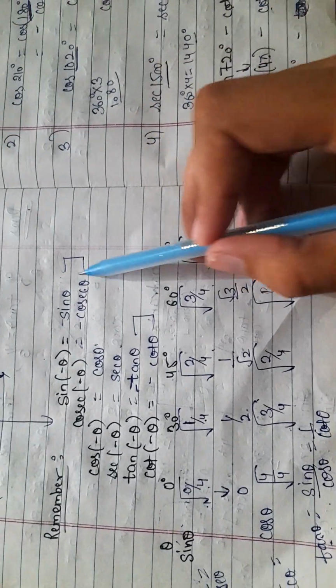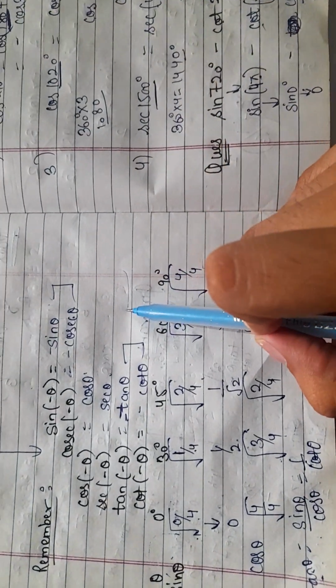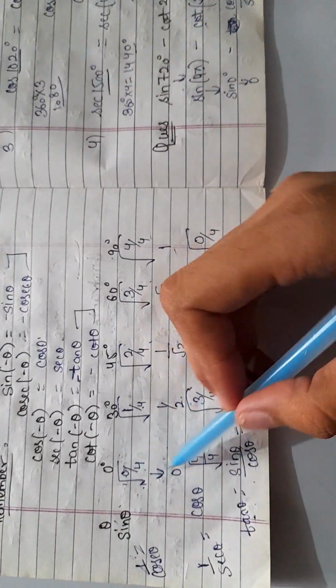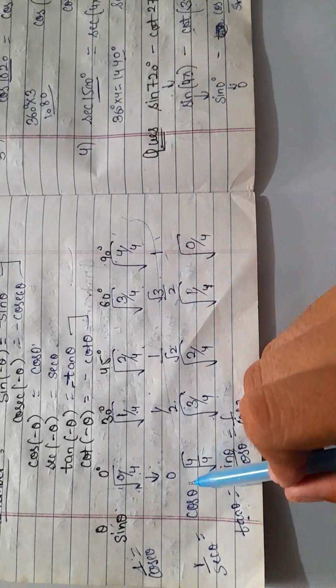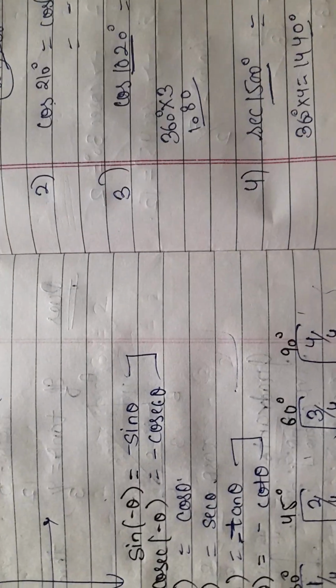And remember these: 0 by 4, 1 by 4, 2 by 4, 3 by 4, 4 by 4, and reverse, under square root. We will solve all the questions.